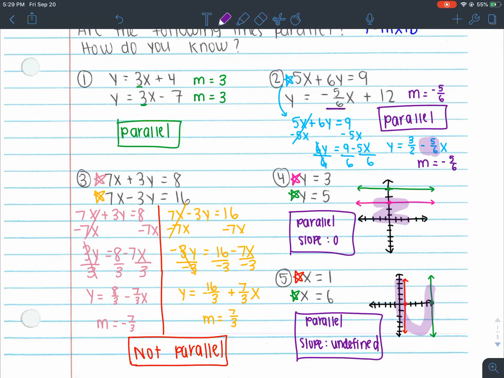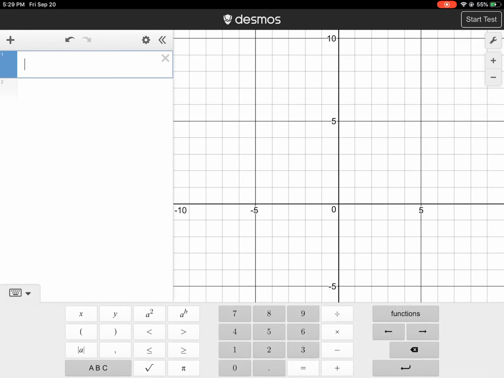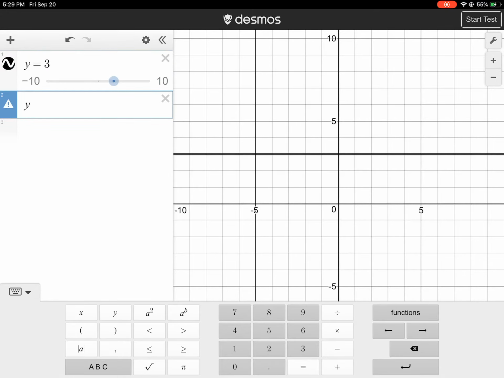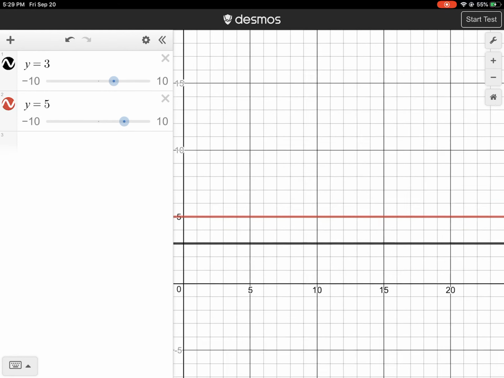All right. So these are our equations. Again, I can graph y equals 3 and y equals 5 in Desmos, and then just don't worry about all that other stuff. But see, we have two horizontal lines here. We have a black line and a red line.